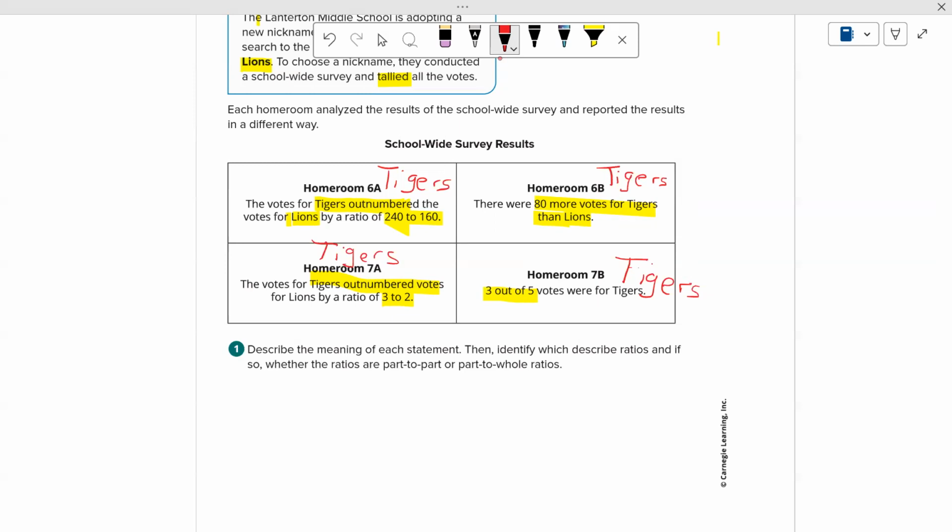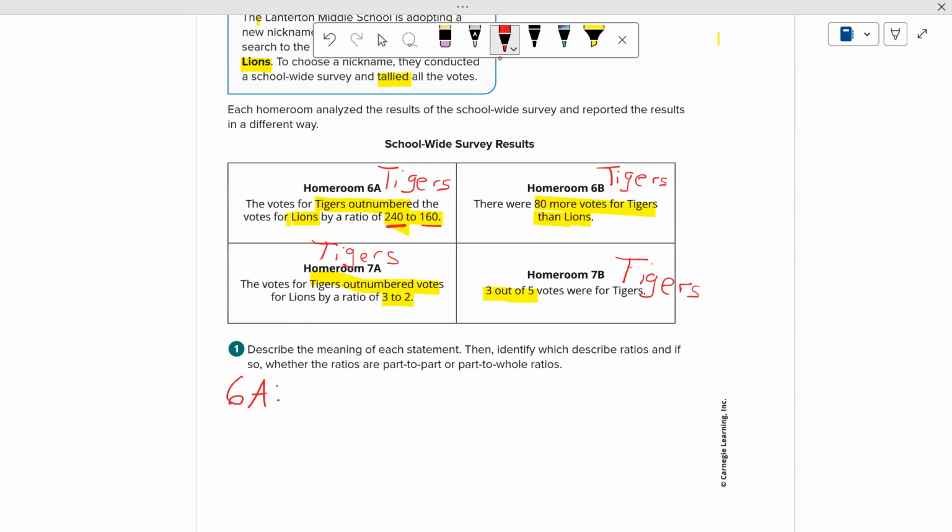So let's take a look and describe the meaning of each. I just did that a little bit, but we're going to see if these are part-to-part ratios or part-to-whole ratios. So for 6A, it says the votes for Tigers outnumbered the votes for Lions by a ratio of 240 to 160. That means there were 240 votes for Tigers and 160 votes for Lions.